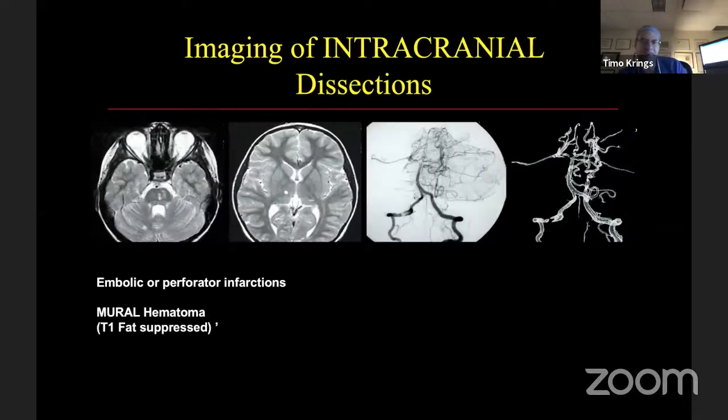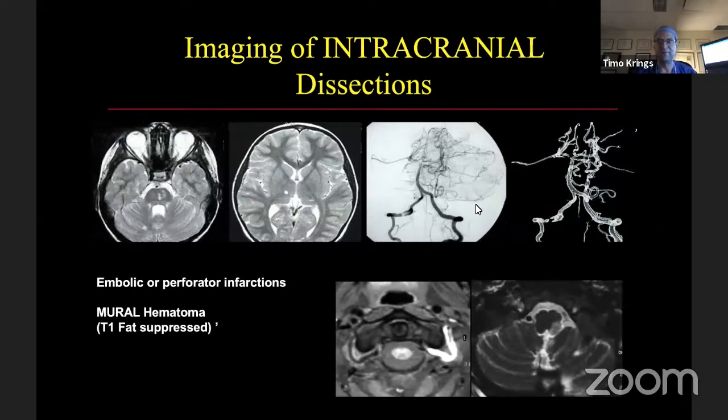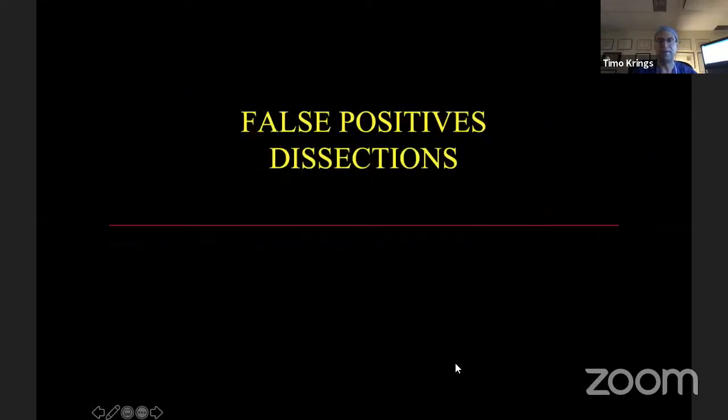Here we have a young patient who presented with multifocal embolic strokes in the thalamus and within the pons. And in these cases, you have to look for a dissection flap. You can see very nicely here the dissection flap or the mural hematoma in this example.